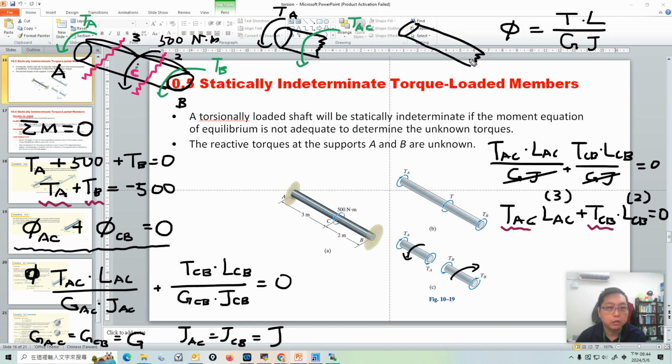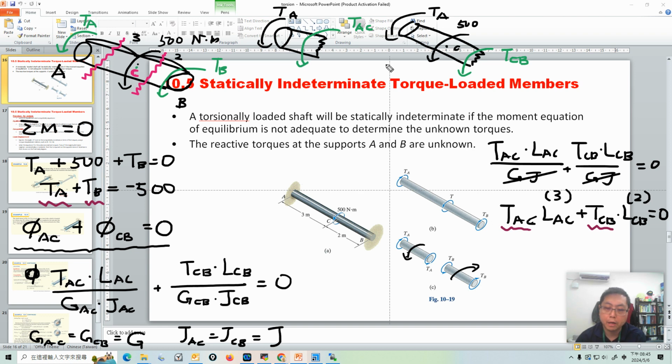The other section is here. This is T_A, and C is here, so here is 500. And here I don't know the direction of the torque in CB, so I just assume everything is positive. So the torque is T_CB. Okay, so we have this. I just erase here.